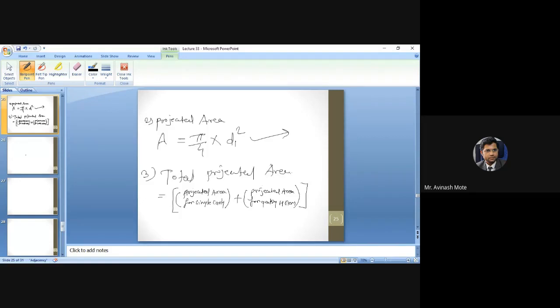So this complete box will give you the net area for single cavity, multiplied by, since we have multi cavities, the number of cavities. The net area for single cavity will be the area of that cavity plus the area of the gating system. Then you have to multiply it with the number of cavities. That's how you will get the total projected area.